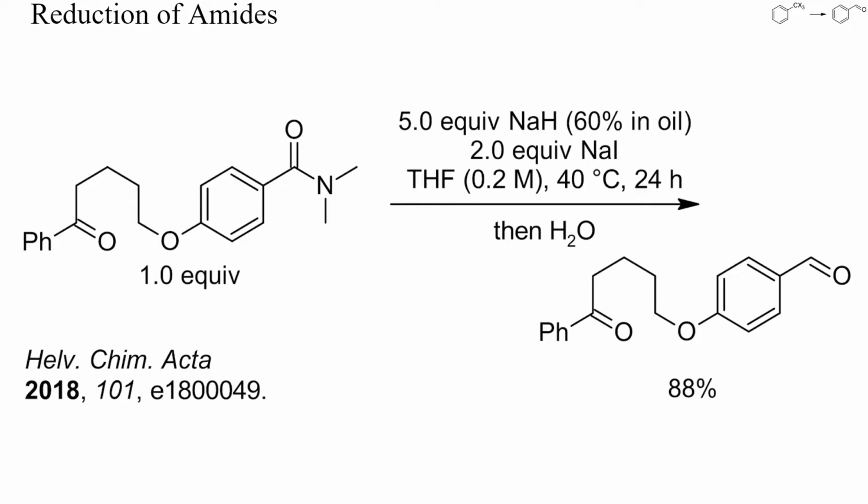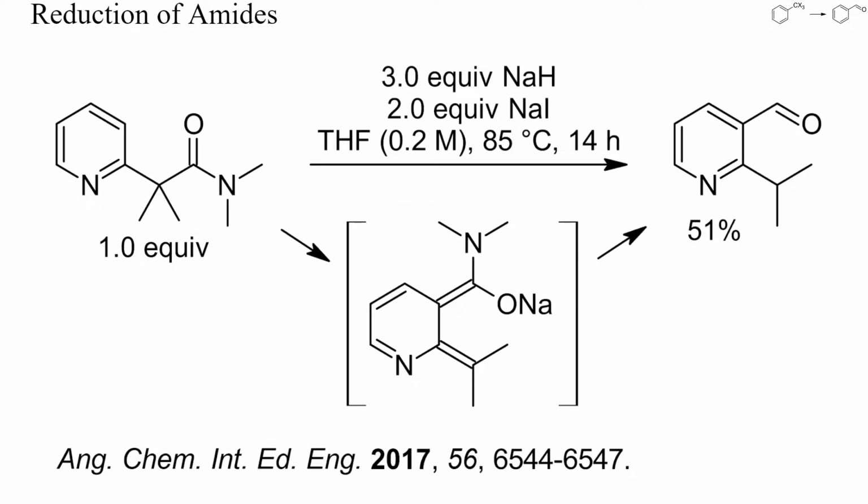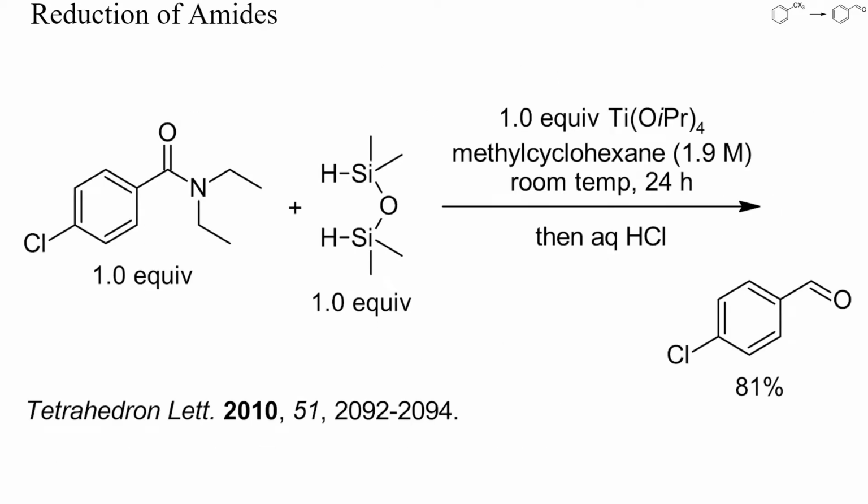Interestingly, amides are reduced faster than ketones by sodium hydride. The ketone in this example was perhaps deprotonated to a sodium enolate and thus protected from further nucleophilic attack. In this example, a pyridine ring was first metallated by sodium hydride through chelate formation. Upon heating, this chelate rearranged to a nicotinamide, which was then reduced by sodium hydride. Another suitable reducing agent for amides are silanes in combination with a Lewis acid. Here, a benzamide was reduced with a silane and titanium isopropoxide at room temperature.